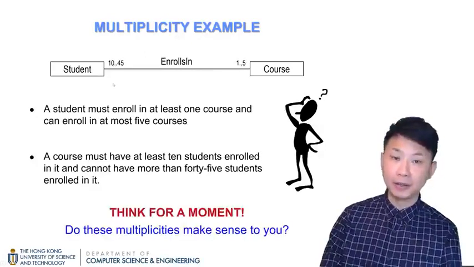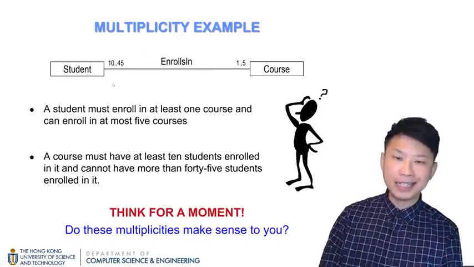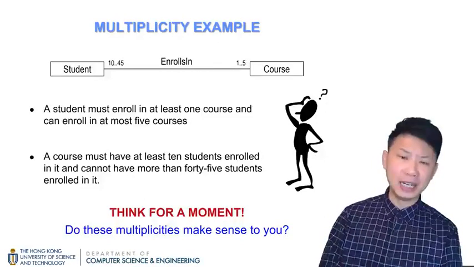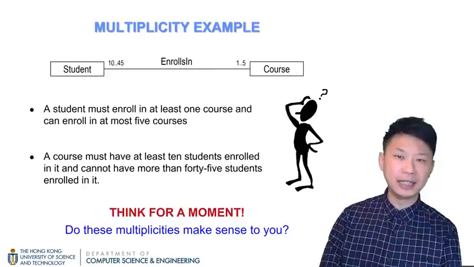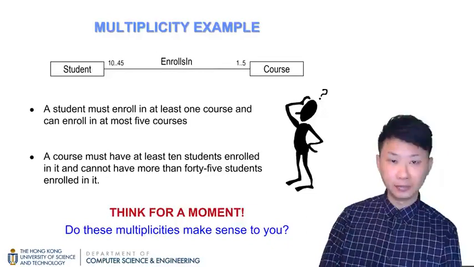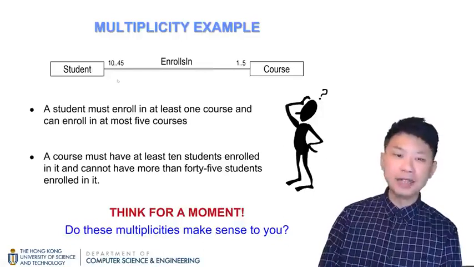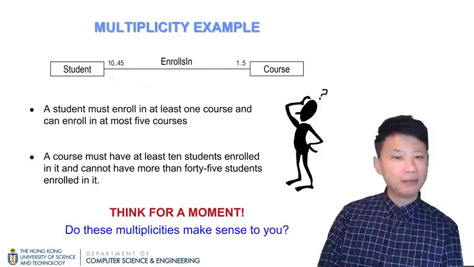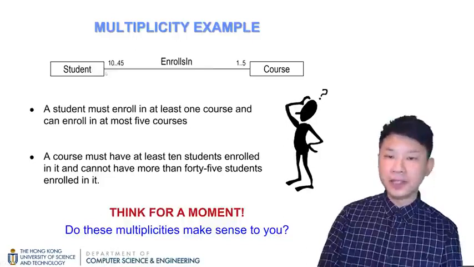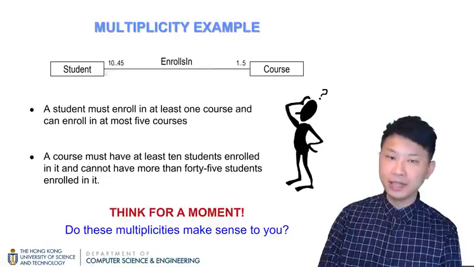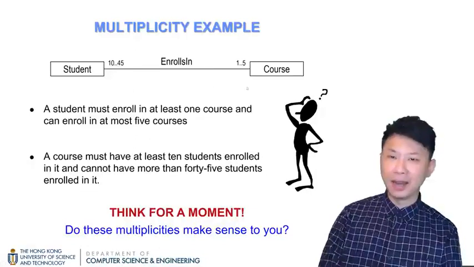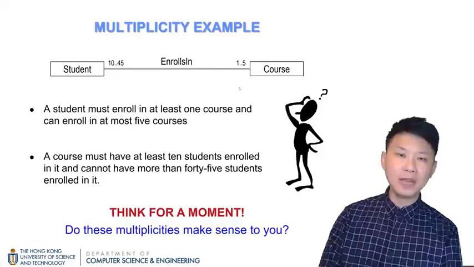But now let's think about it. Does it make sense to you? What's wrong with it? Think about it. Now let's say before the add drop, in a course, do we have 10 up to 45 students? No, right? Before the add drop, do students enroll into any courses? No. So that's why we have to relax.